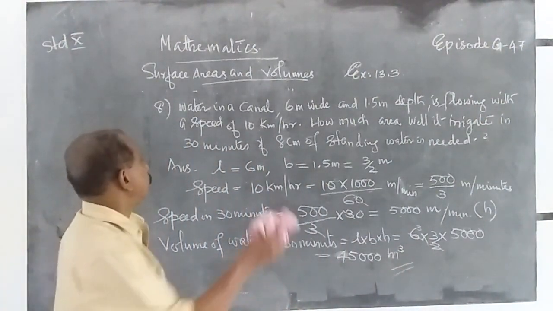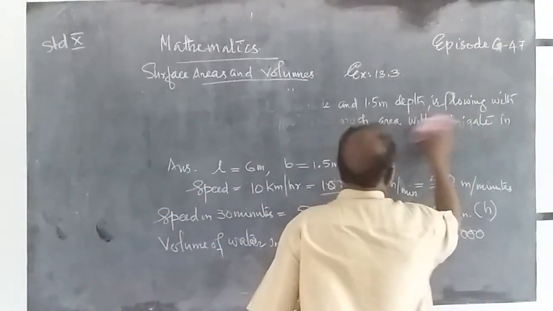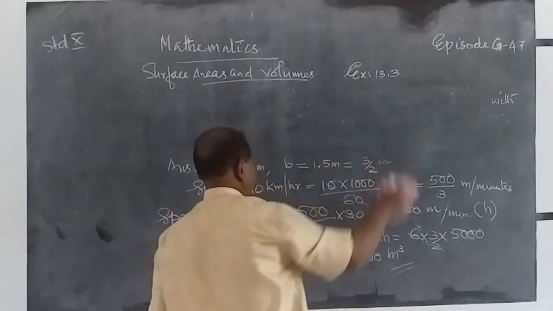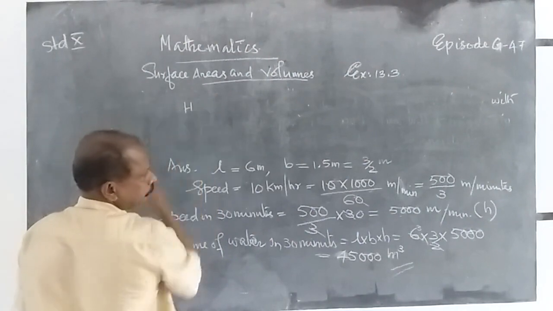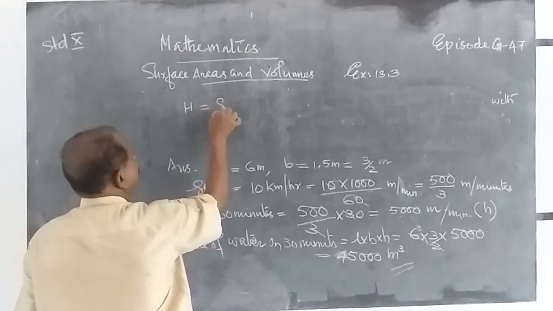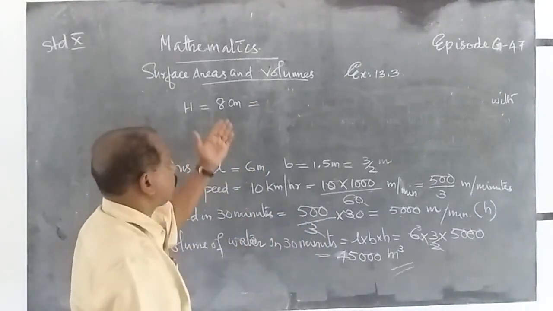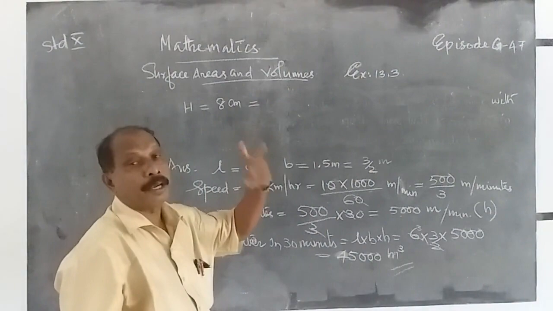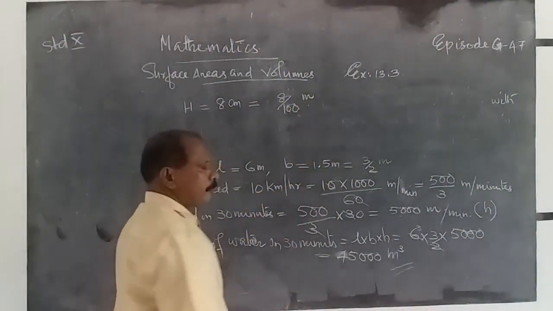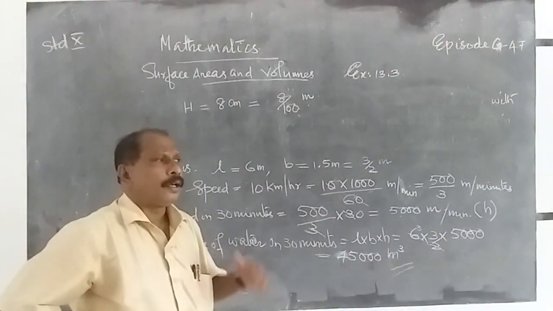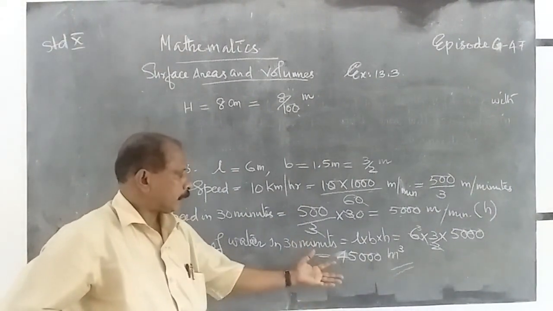Clear? Then we know that the standing water is 8 centimeter. Therefore, H, that is capital H, is equal to 8 centimeter. All measures are in meter, therefore centimeter is converted to meter. We can divide it by 100. 8 by 100 meter. Then what is volume? Length into width into height. What is area? Length into width. Therefore this is the volume.